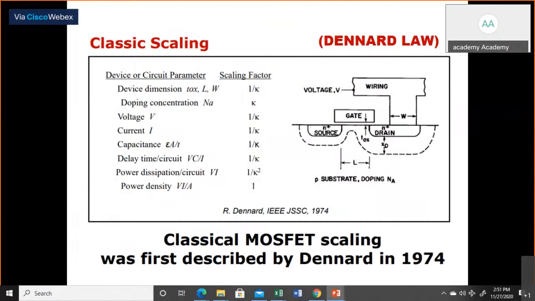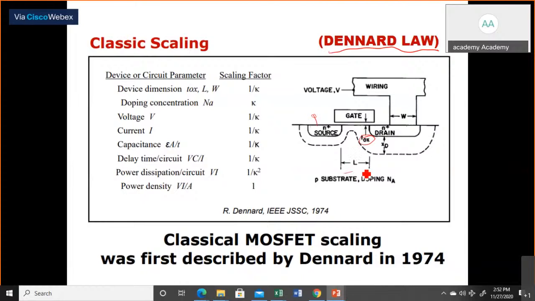So how will scaling impact the overall performance? Theoretically, if we go for scaling of dimensions, how much scaling is required and what parameters are going to scale? That is given by the concept called classical scaling, given by Dennard's law. This is the basic structure of a MOS. You can see that in the MOSFET, we have the source terminal, the drain terminal, and the gate, and we have an SiO2 layer having some thickness, tox.